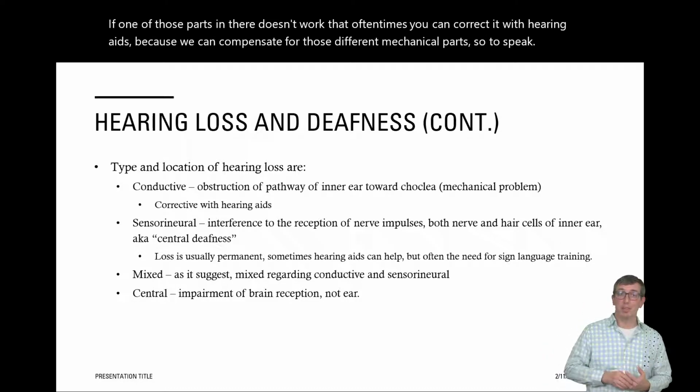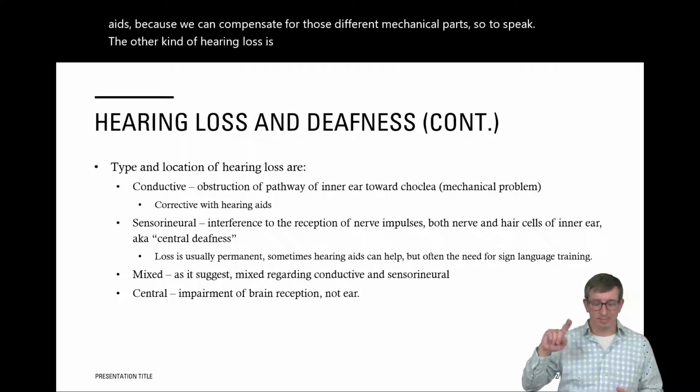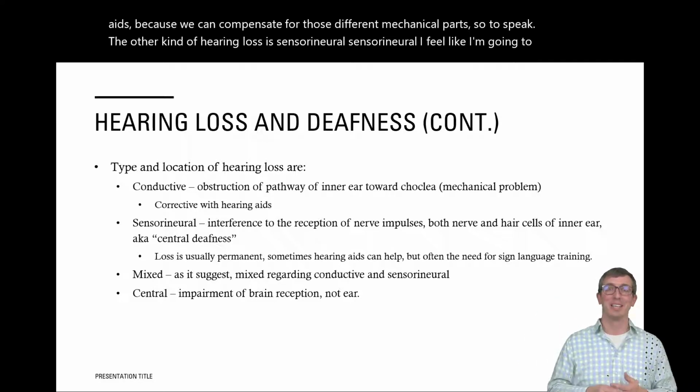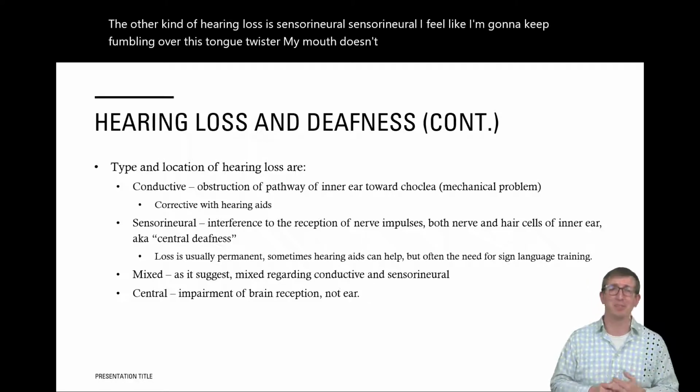The other kind of hearing loss is sensorineural. Sensory neural. I feel like I'm going to keep fumbling over this tongue twister. My mouth doesn't want to work that way, apparently, so it's harder for me to say.